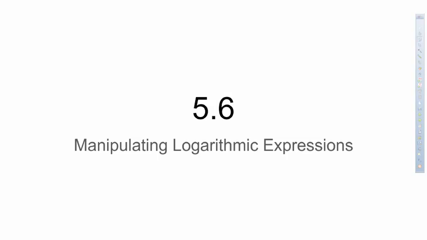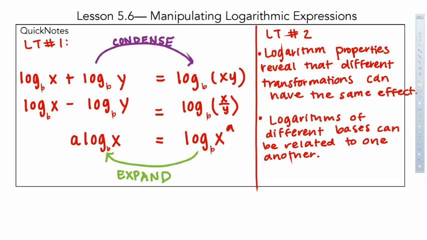With section 5.6, we're talking about manipulating logarithmic expressions. And that just means changing them into different forms so that they're easier to deal with. So here's the notes, the two learning targets here.